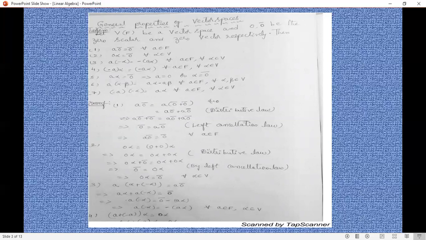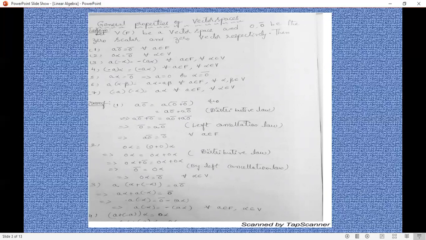a alpha = 0 bar implies a = 0 or alpha = 0 bar. Next, a·(alpha minus beta) = a alpha minus a beta for all a belongs to F, for all alpha, beta belongs to V. And the last one is (minus a)·(minus alpha) = a alpha for all a belongs to F, for all alpha belongs to V. We are discussing these types of properties in rings also. Okay, we are going to the point of what we are given in the statement.